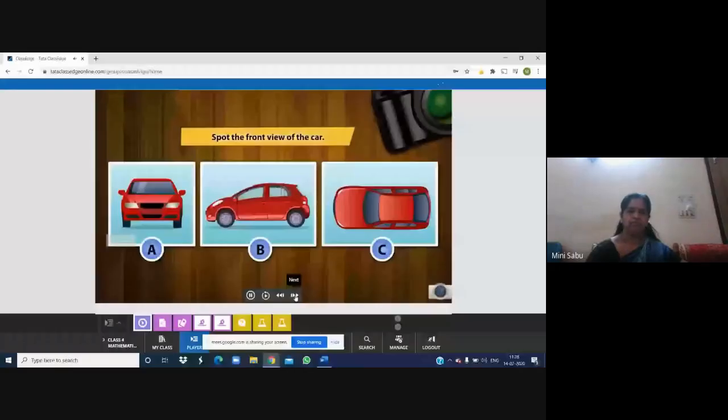What a lovely red car. Can you spot its front view from among these pictures? Click the correct picture. There are three pictures. Is it this one, this one or this one? Actually, this is the front view of the car.